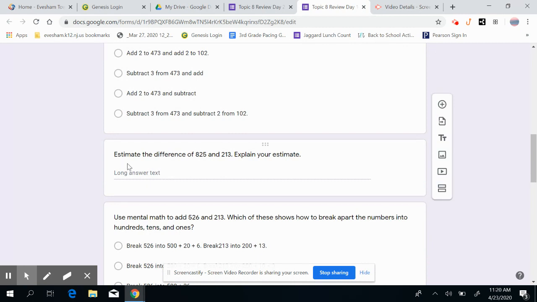Same with this problem, estimate the difference, okay? We have that word difference. What does that mean when we're using that word difference? Estimate the difference means we're subtracting. Hopefully you all said that. If I subtract 825 minus 213, I first have to estimate, right? They don't want me to just subtract the two numbers and give the answer. We have to estimate. So then what I would do is estimate 825 and 213, and I would explain what I estimated those two numbers to and that I subtract.